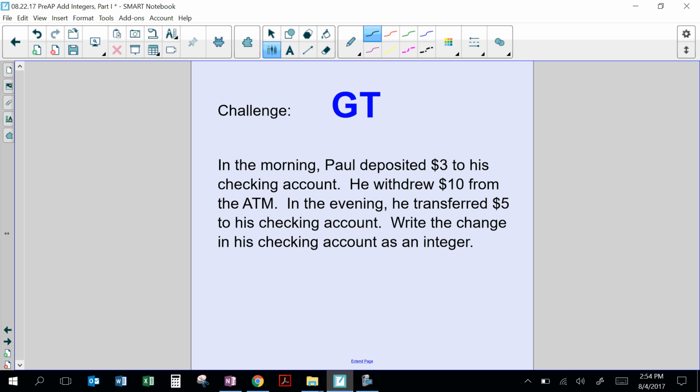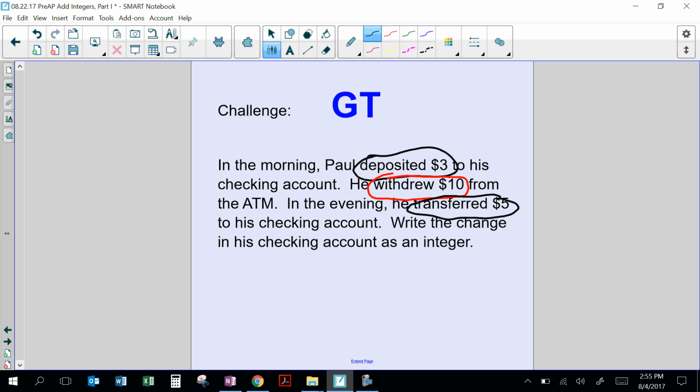So our last one is a challenge. In the morning, Paul deposited $3 to his checking account. Woohoo! Deposited $3. Then he withdrew $10 from the ATM. Ooh. In the evening, he transferred $5 to his checking account. Woohoo! We would like the change in his checking account as an integer.